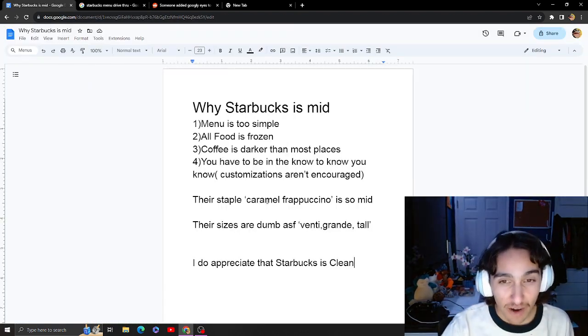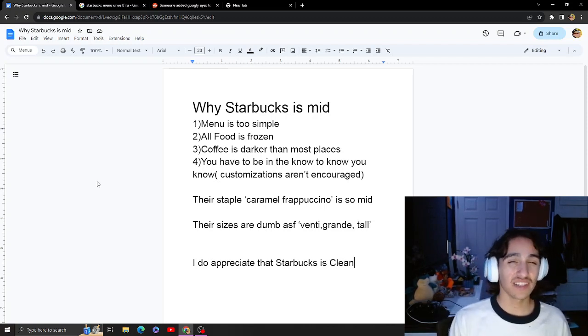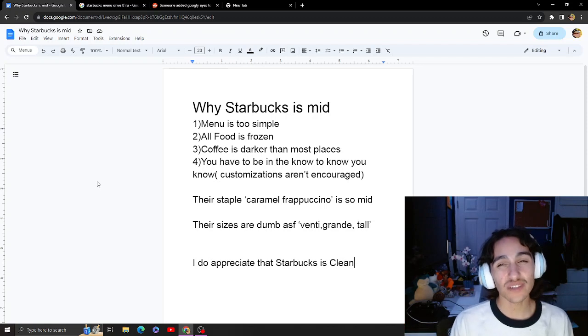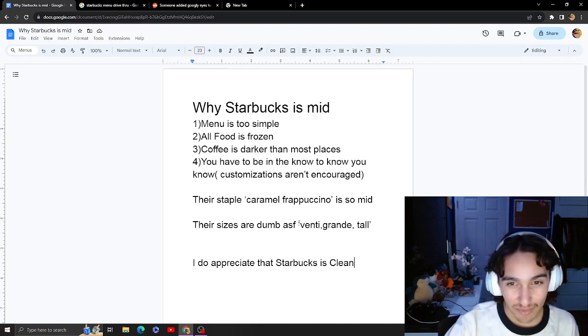Their staple caramel frappuccino is mid. I feel like it's not even sweet. Caramel frappuccino is supposed to be sweet, and they barely do that.